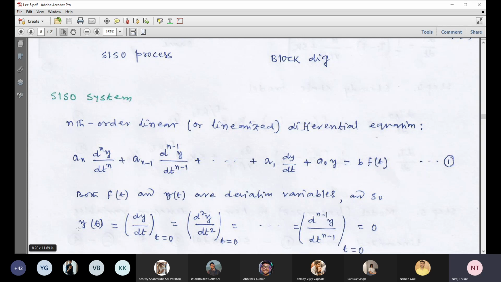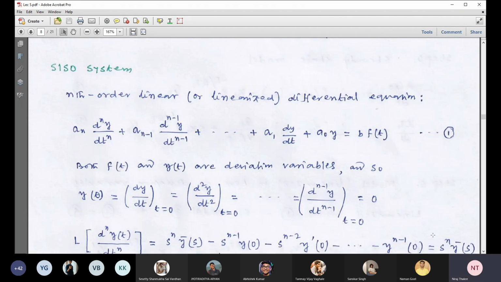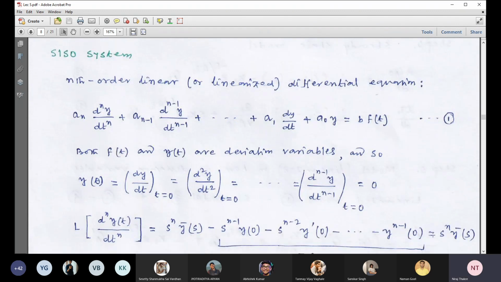Now if this is 0, naturally the differential terms are 0. Accordingly, we can write the Laplace transform of the nth order time derivative in this form. Accordingly, the Laplace transform of the nth order time derivative is represented by this equation.